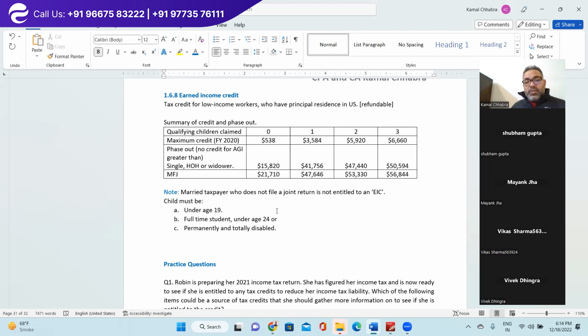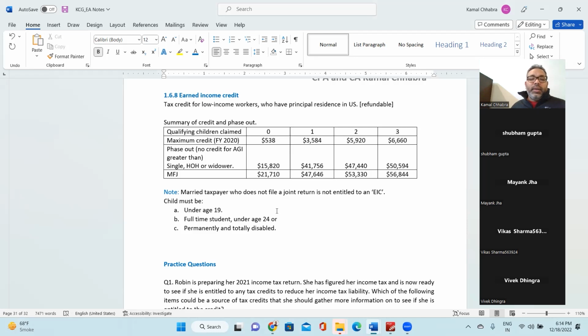A married taxpayer who does not file a joint return is not entitled to the earned income credit, and the child must be under the age of 19, a full-time student under the age of 24, or permanently and totally disabled. Make sense? Or do you want some clarification on this?